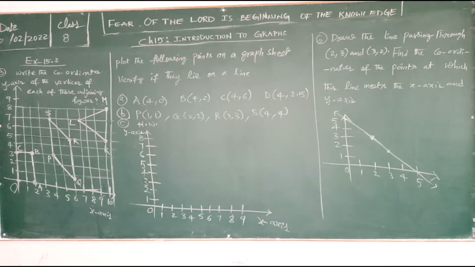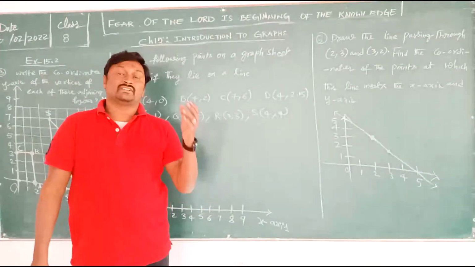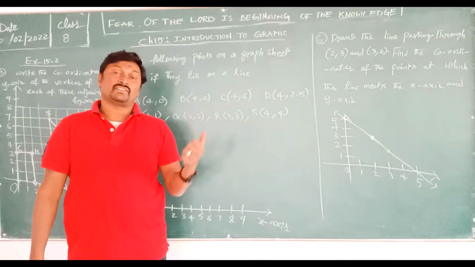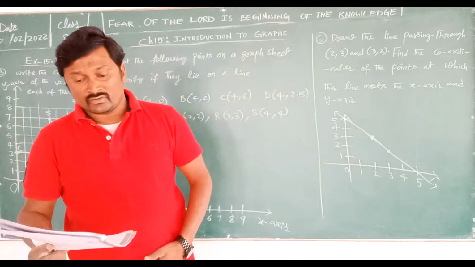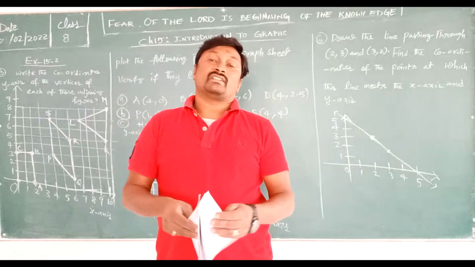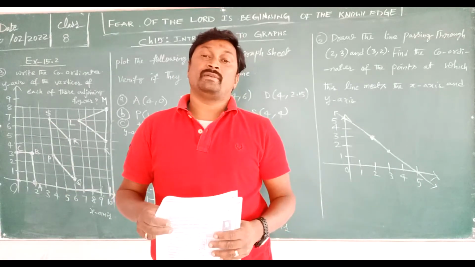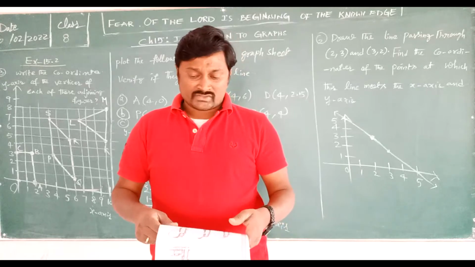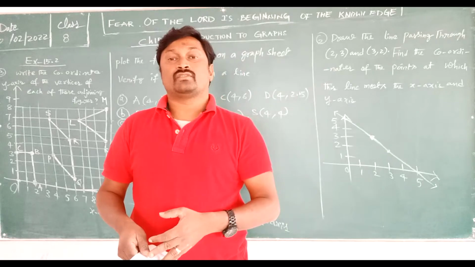Right. Let's start now. In our previous class, we discussed the different types of graphs, what a graph is, and the purpose of graphs. Now we are going to discuss what coordinates are and how to determine the position of a point. How this coordinate geometry came into existence, all of that we are going to discuss now.